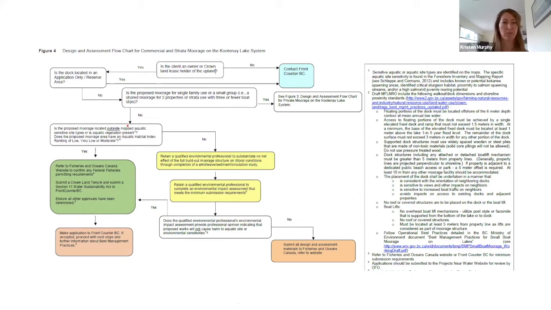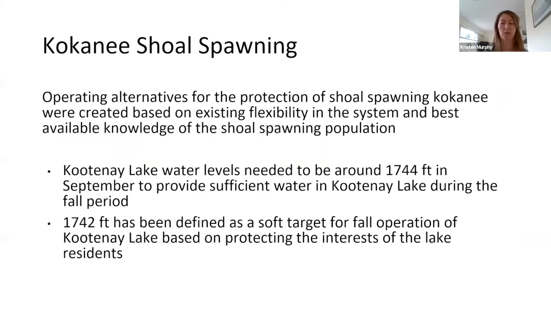And then I thought I'd just give a little bit of information on some key critical habitats around the lake that really do impact, or will impact, potential property owners where these types of habitats are associated. And that's because they're just so critical and they're quite rare along the lake. So, kokanee shoal spawning: kokanee populations have been a real issue for the lake over the last couple of years.